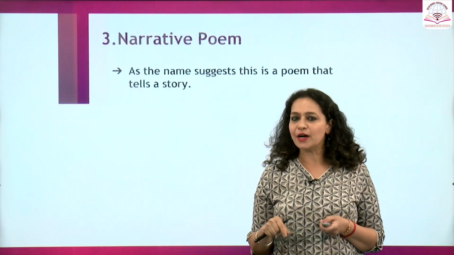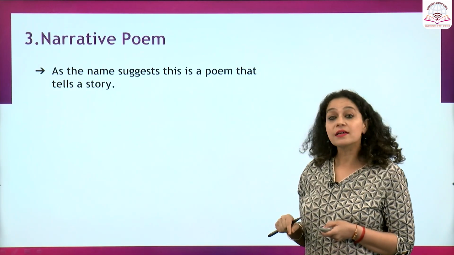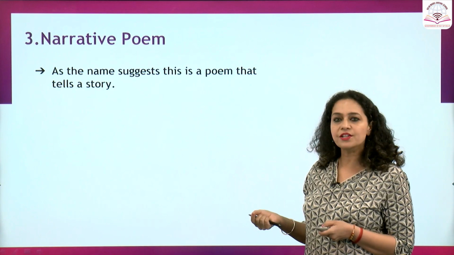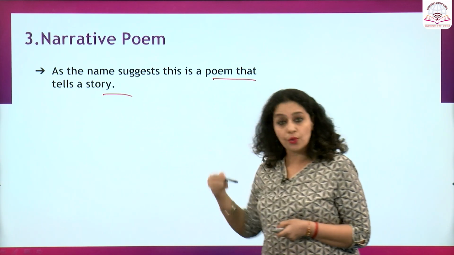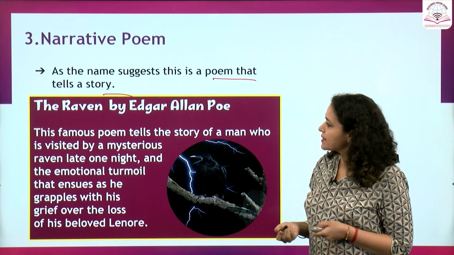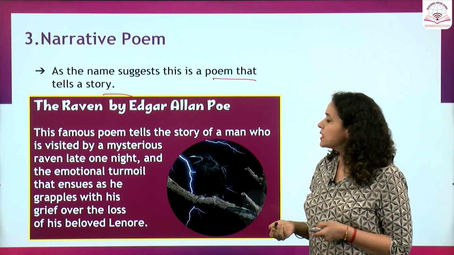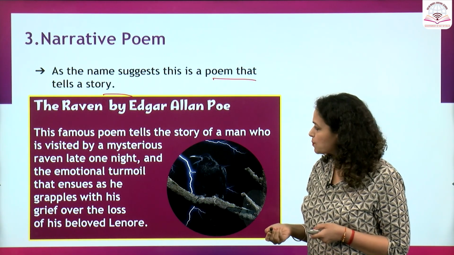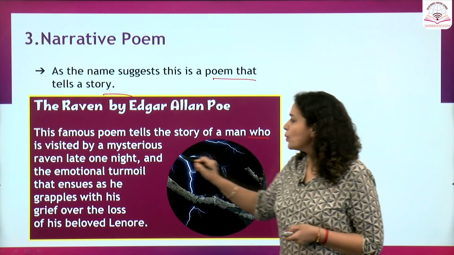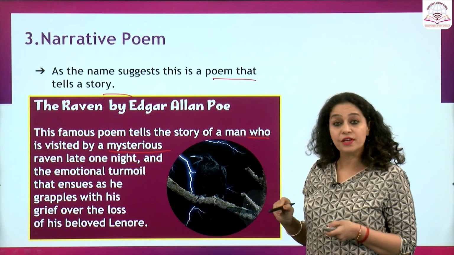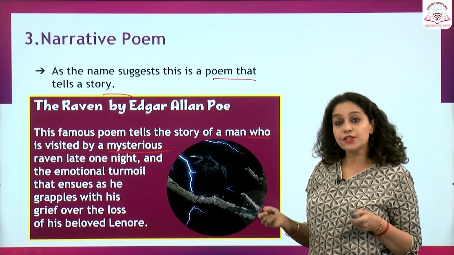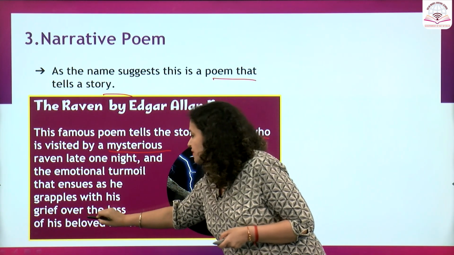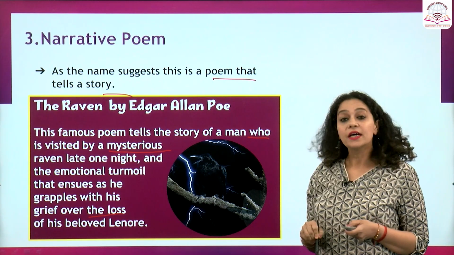Let's move on now to the third form, that is a narrative poem. Now what is a narrative poem? As the name suggests, this is a poem that tells a story. Let's have a look at the example, The Raven by Edgar Allan Poe. This famous poem tells the story of a man who is visited by a mysterious raven late at night and the emotional turmoil that ensues as he grapples with his grief over the loss of his beloved Lenore.